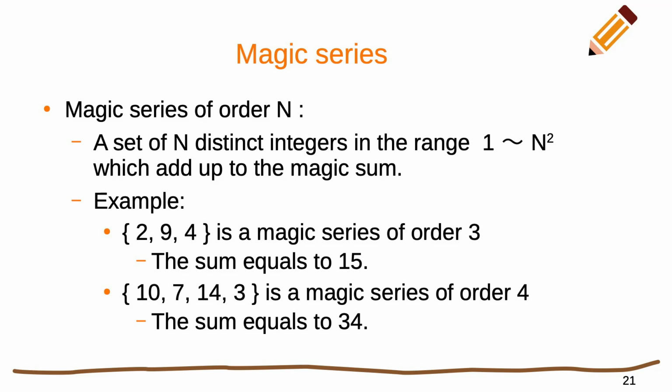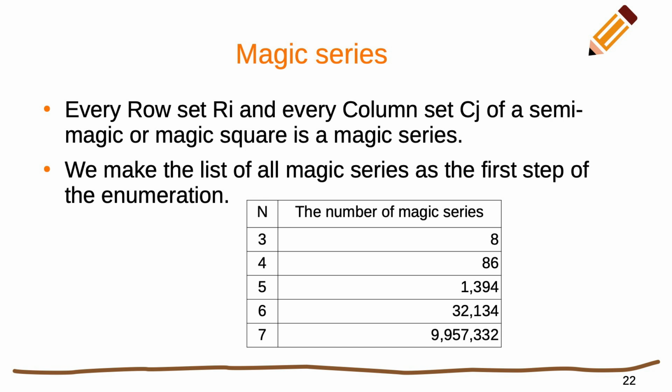Here are some examples of magic series. Despite the name, a magic series is an unordered set of integers. The order of elements has no significance. Here is a table showing the number of magic series for several small values of n. For order 6, the candidate list has approximately 32,000 entries.